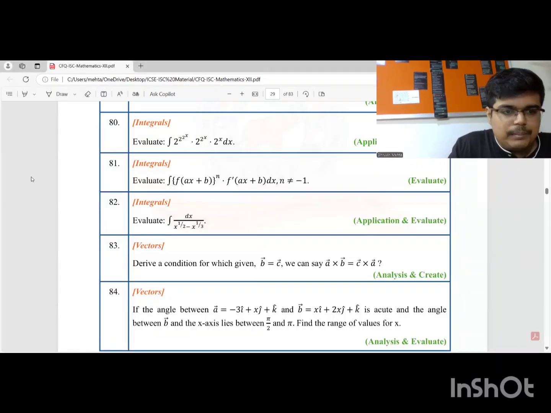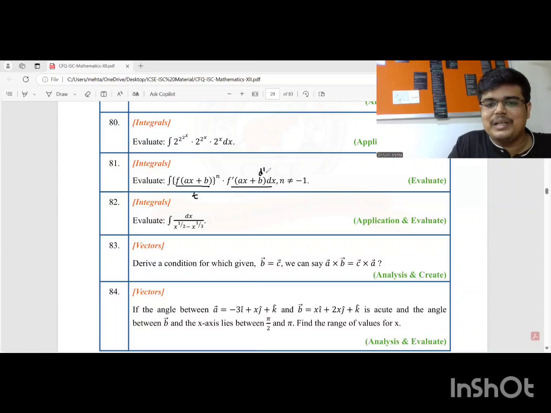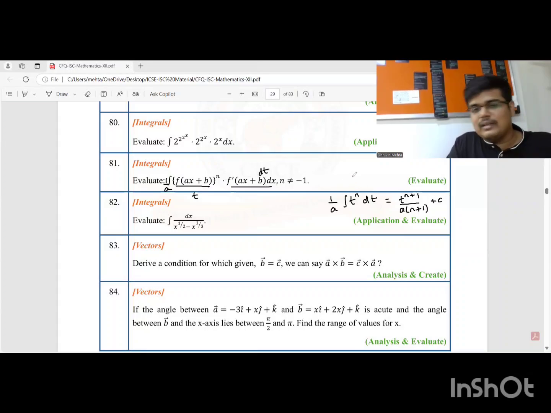We'll move to question 81. Question 81 is actually a very straightforward question, students. You look at this f, I'll take it as t. The derivative into dx will become dt. With chain rule, we'll multiply it with a. So we'll have 1 by a also. So finally, we'll have 1 by a integration t raised to n dt. I'm not showing steps because I expect everyone to know basic substitution. The answer to this will be t raised to n plus 1 upon n plus 1. You replace t with f of x plus b, and that is our final answer.